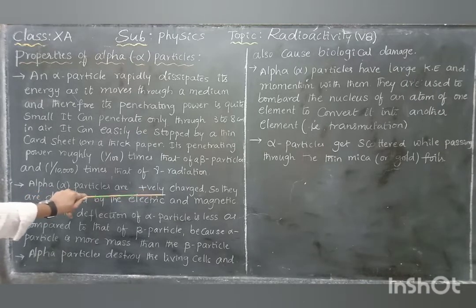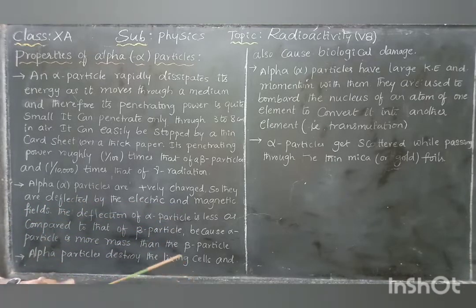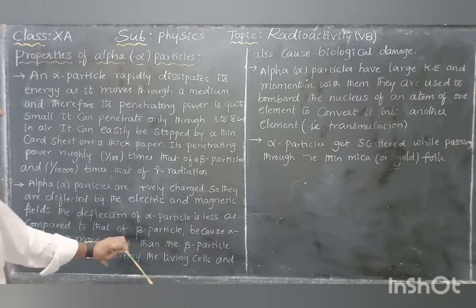Next point: alpha particles are positively charged because an alpha particle is a doubly ionized helium atom. Being positively charged, they are deflected by electric and magnetic fields. Because of the electric and magnetic fields, the charged particles will be deflected. The deflection of the alpha particle is less compared to that of the beta particle, because it has more mass than the beta particle.